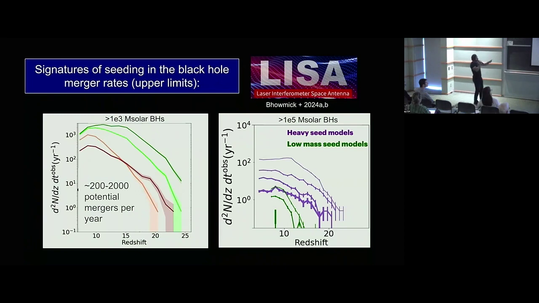And then the right panel shows merger rates of 10^5 solar mass black holes, where we compare two distinct scenarios, one where these black holes directly formed as heavy seeds, and the other where these black holes are descendants of lower mass seeds. And we can see how these heavy seed models tend to categorically produce much higher merger rates compared to lower mass seed models, particularly when we focus on redshifts greater than 15 or so.